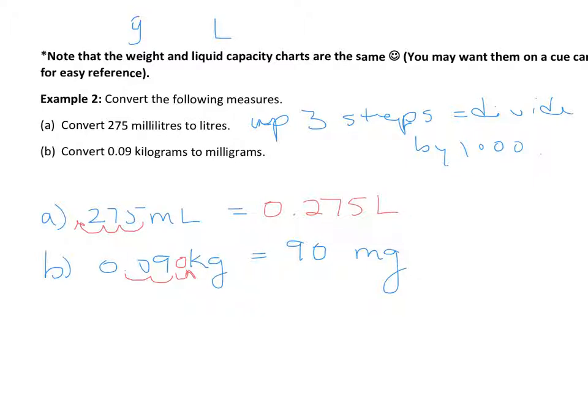Okay, so it's all a matter of deciding whether you need to multiply or divide, and the number of steps that you're moving is the number of decimal places that you're moving the decimal. And that's it for doing conversions in the metric system.